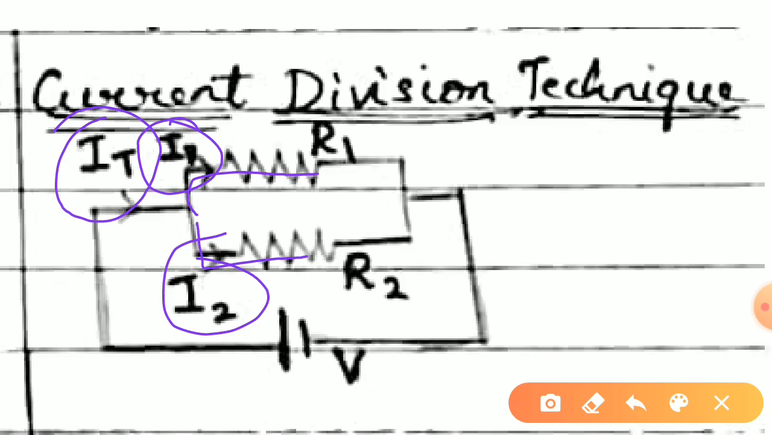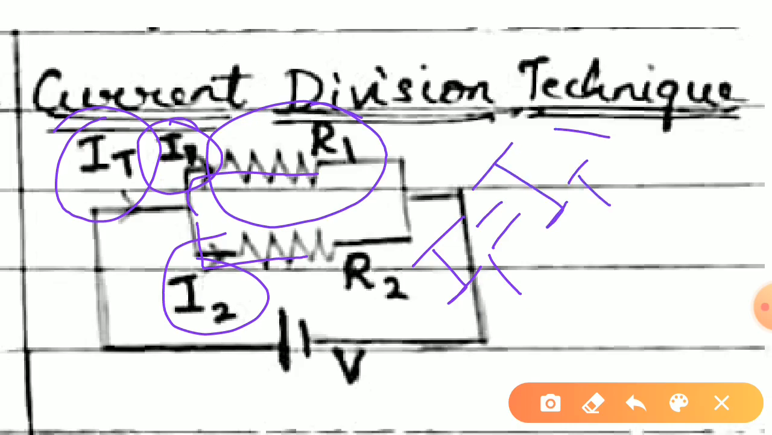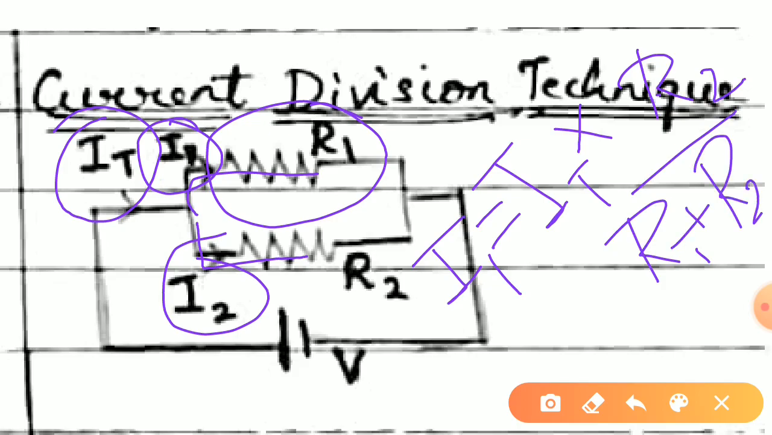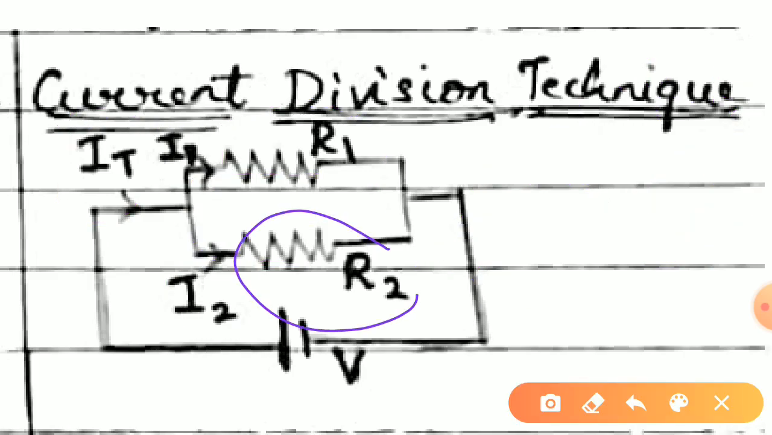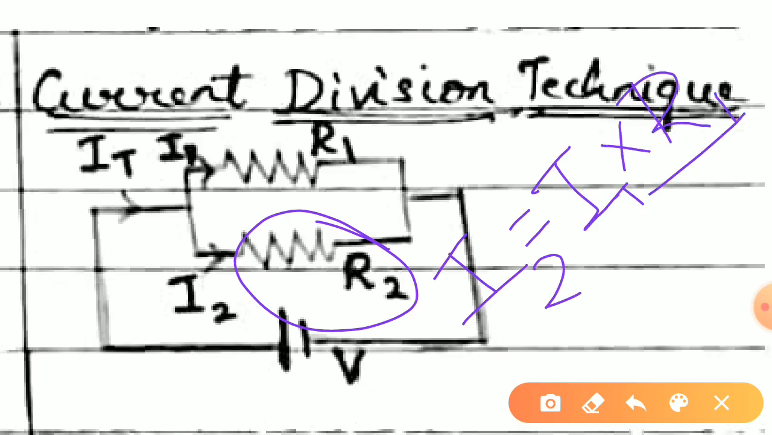If we need to find the amount of current I1 flowing through branch R1, we have the equation I1 is equal to total current in the circuit into the opposite resistor, that is R2 upon R1 plus R2. Similarly, to find the current flowing through R2, we can use the current division formula: I2 is equal to I total into the opposite resistor divided by R1 plus R2.